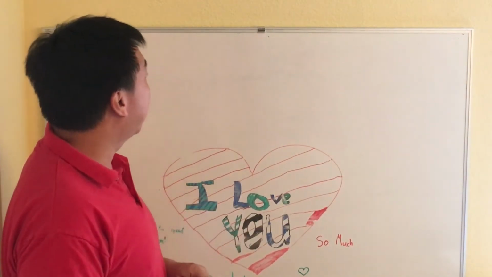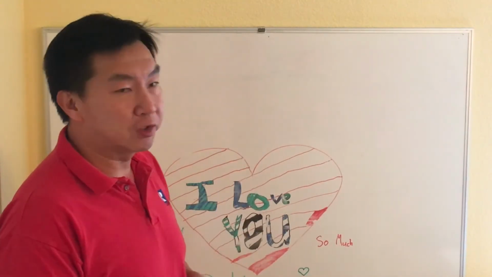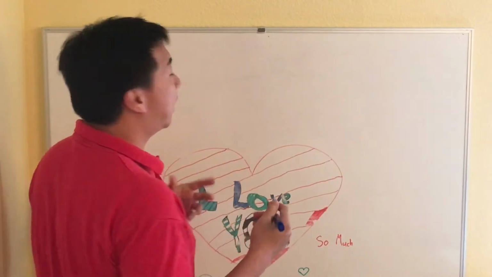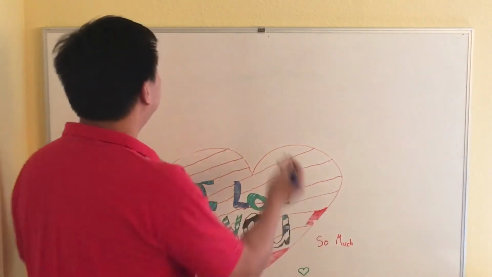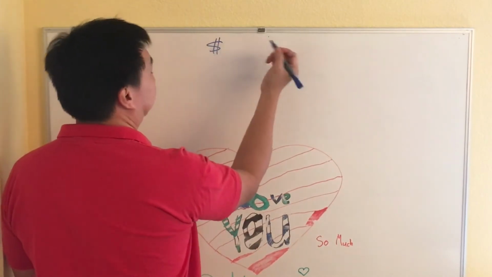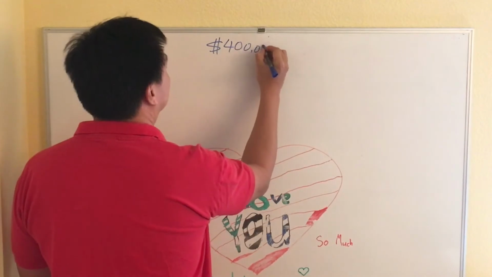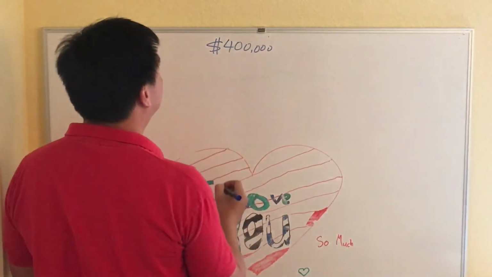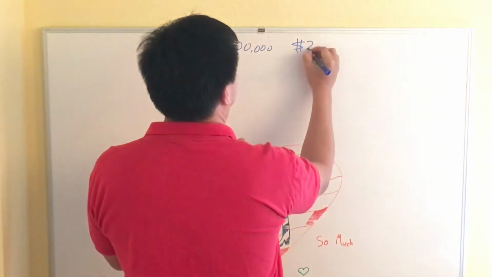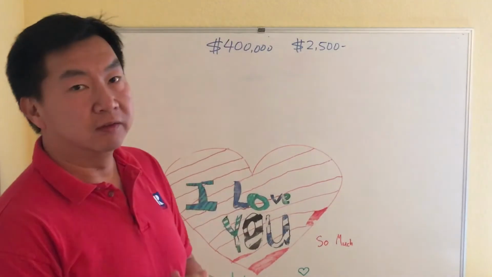So let's talk about rental properties and how much it costs to own one, right? In a hypothetical example, let's pretend we're buying a condo for $400,000, okay? And it has $2,500 in rent.